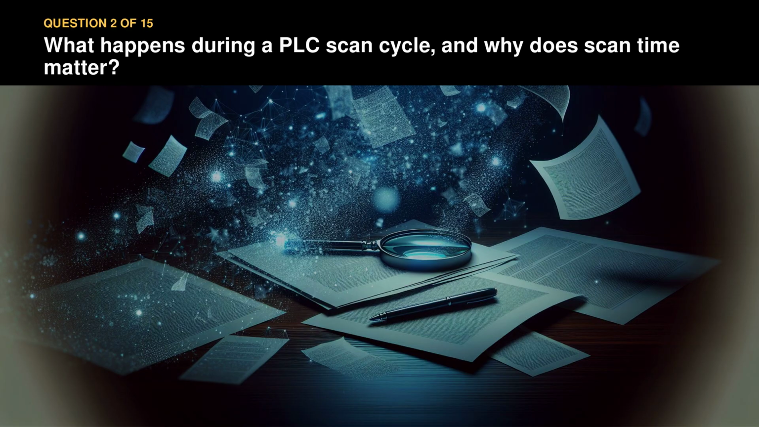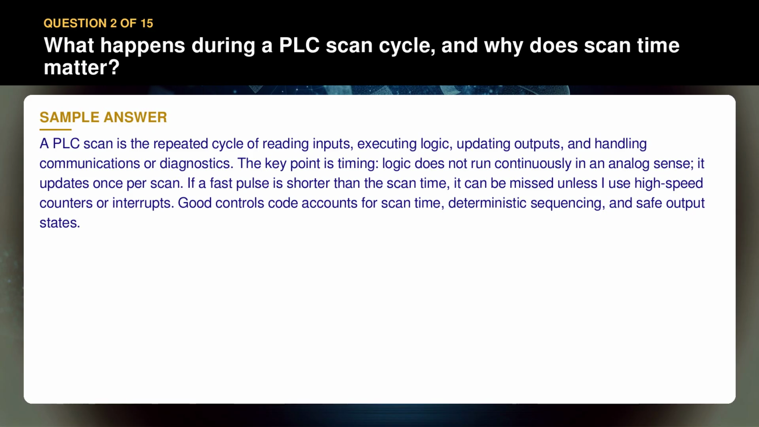Question 2. What happens during a PLC scan cycle, and why does scan time matter? A PLC scan is the repeated cycle of reading inputs, executing logic, updating outputs, and handling communications or diagnostics. The key point is timing. Logic does not run continuously in an analog sense. It updates once per scan.